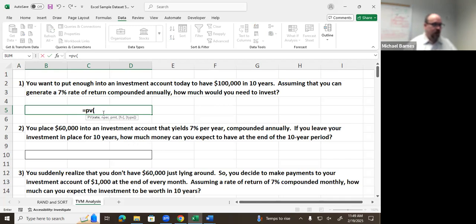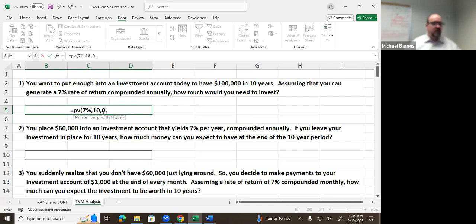First of all, we're going to say rate, and this one's easy because it's annualized. So we're just going to say 7%. You can actually say 7%, or you can type in 0.07. Either one of those is fine. It says 10 years. Then we're not actually making any payments. It's saying, I want to invest something now and have $100,000 in the future. So our payment is going to be 0.